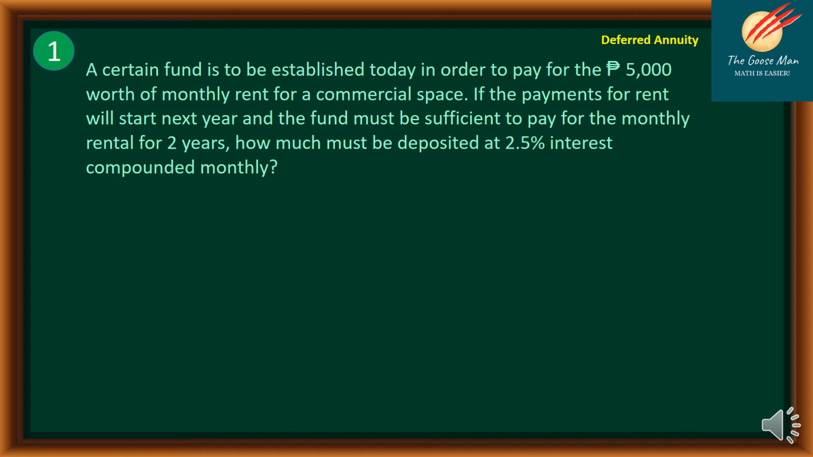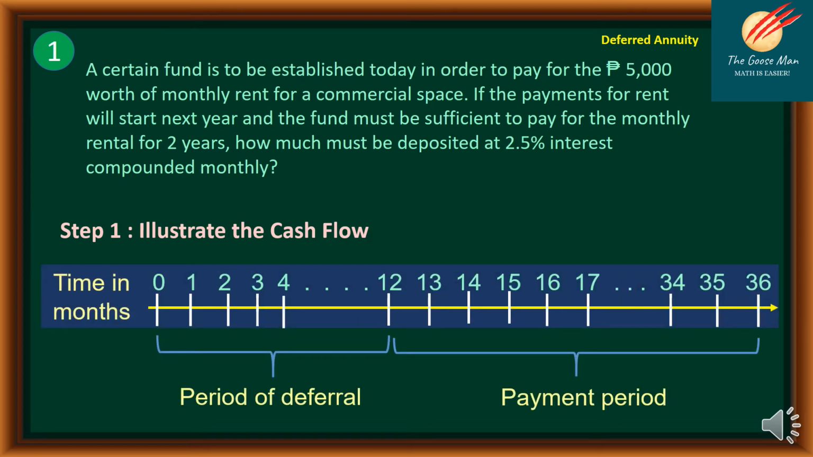So in order to solve this, let's have step number 1. That is, illustrate the cash flow. Take note that we have here time in months because we have monthly payments, and 1 year is equal to 12 months. So we have the period of deferral, that is equal to 1 year, or 12 periods of deferral. Next, we have the payment period. Starting from the 12th month until the 36th month, we have 24 payment periods.